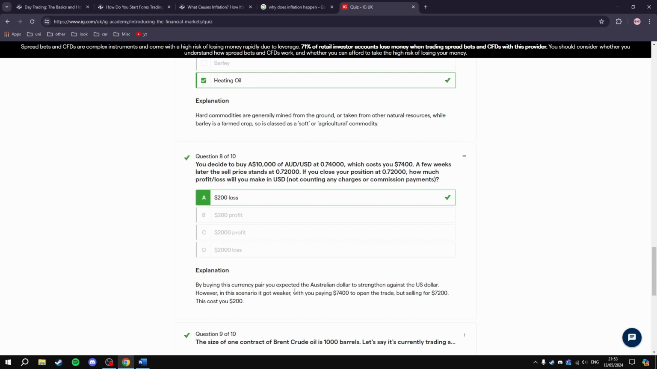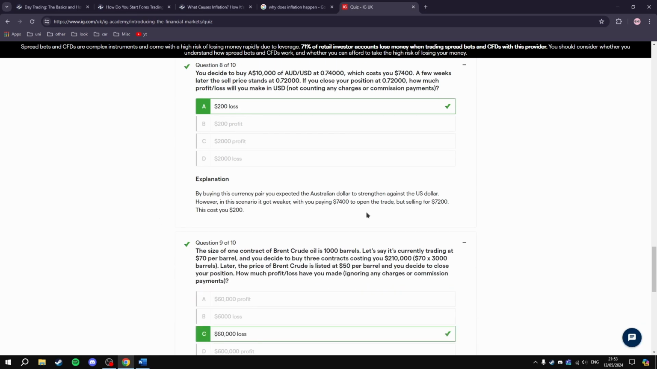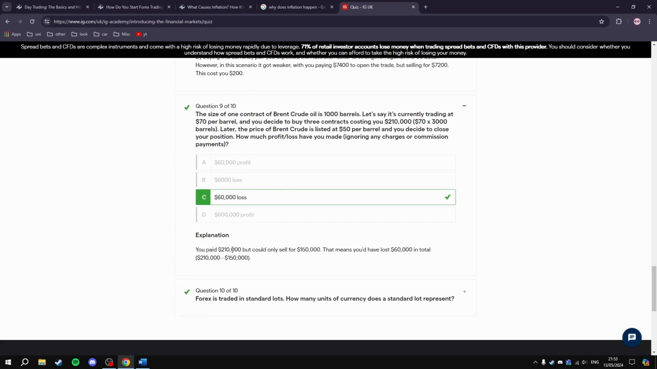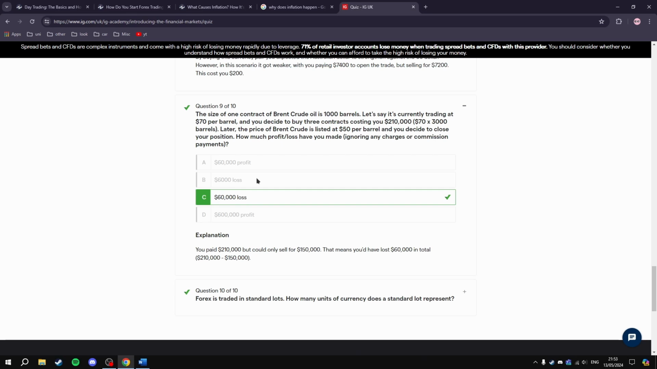By buying this currency pair, you expected the Australian dollar to strengthen against the US dollar. However, in this scenario, it got weaker, with you paying $7,400 to open the trade but selling for $7,200. This cost you $200. You paid $210,000 but could only sell for $150,000. This means you would have lost $60,000 in total. Fair enough, that's another way to calculate it, I guess. It's much easier as well, I think.